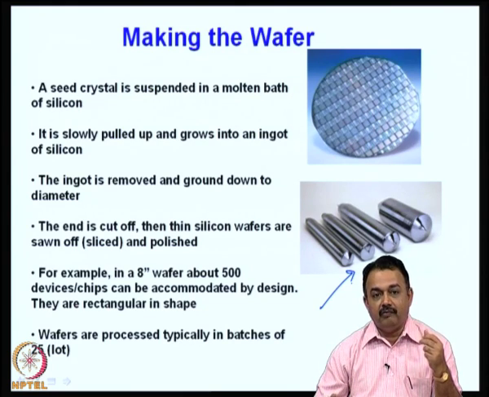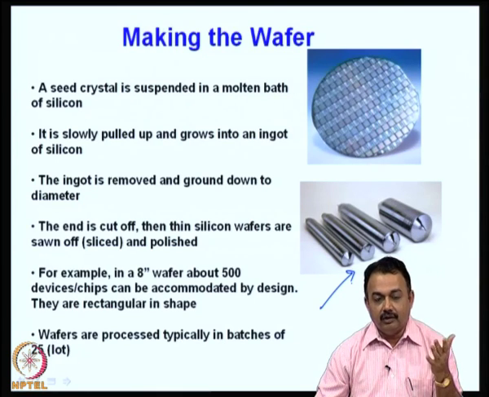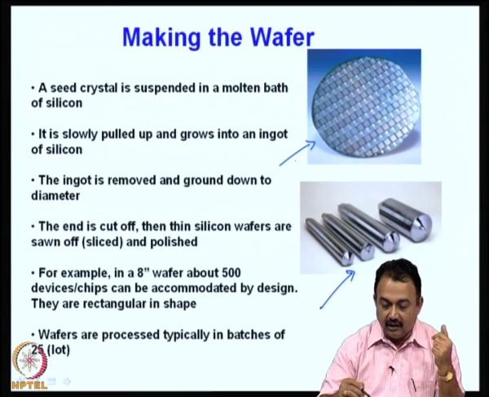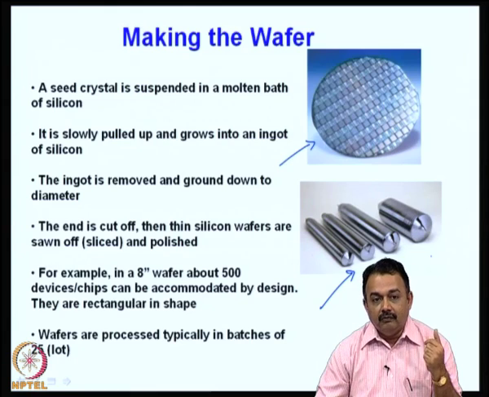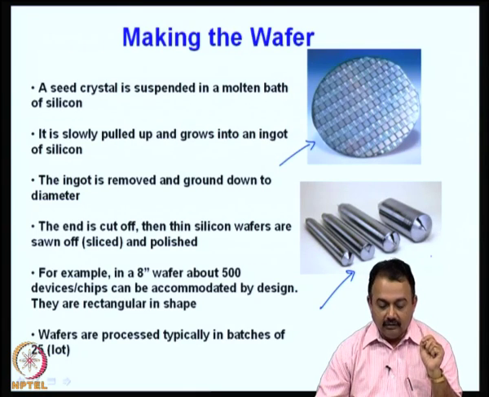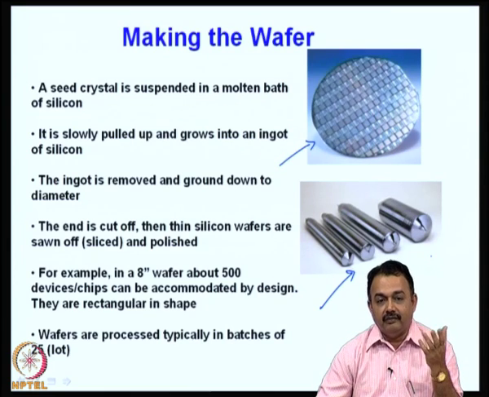So, this ingot can be very large, okay, and finally, after you have got the desired length, the ingot is removed and it is ground to diameters of whatever you require, whether it is 300 mm or 450 mm. For example, in an 8-inch wafer, about 500 devices or chips can be accommodated by your intelligent design, and all of these dies are rectangular in shape. The wafers are processed typically in batches of 25, you call it as a lot.